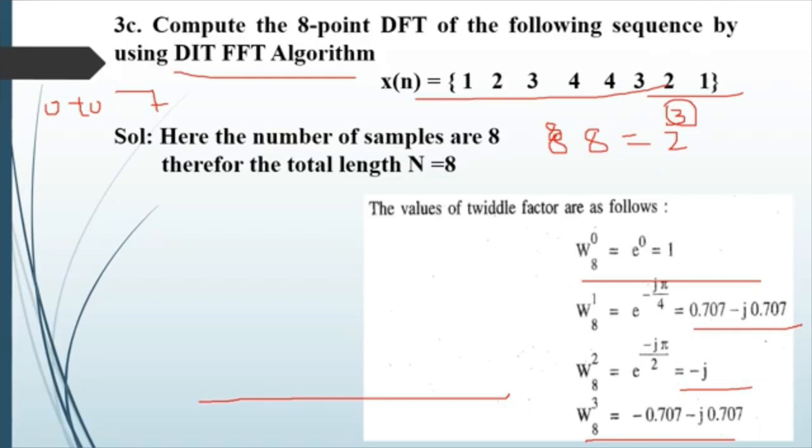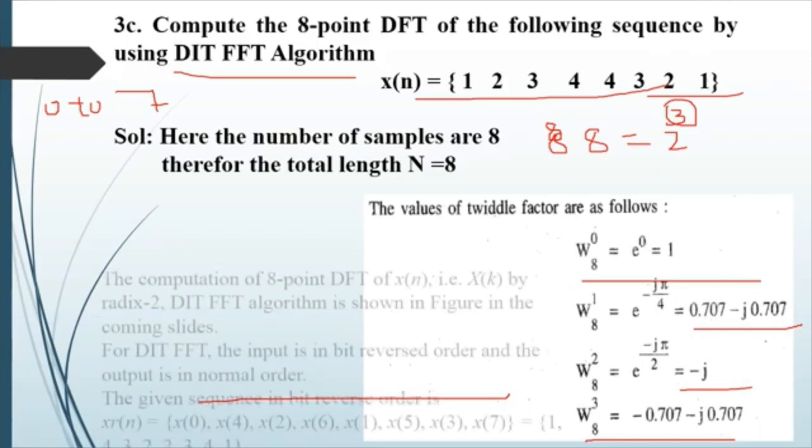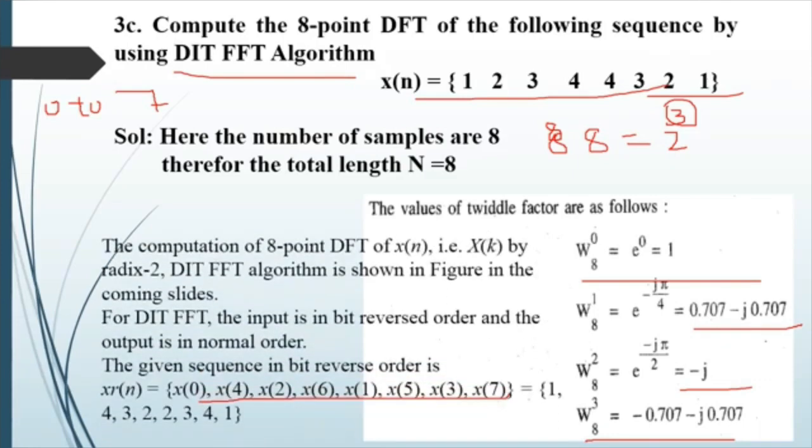This generally depends upon the number of stages in the computation. We know that in the DIT FFT algorithm the given input x of n is in normal order. So before solving the problem, we rewrite the given input x of n in bit reversal order. How to write the bit reversal order, you know that. Decimal numbers 0 to 7 can be written in binary, and you reverse the binary sequence, and the equivalent decimal number is the bit reversal output. So 0 gives 0 itself, 1 gives 4, 2 gives 2, then 6, 1, 5, 3, 7. These are the bit reversal order inputs.